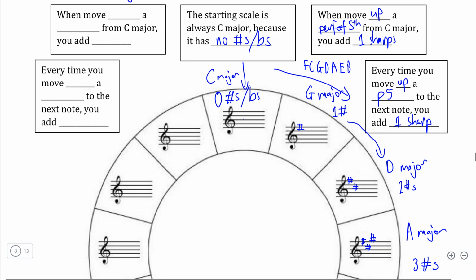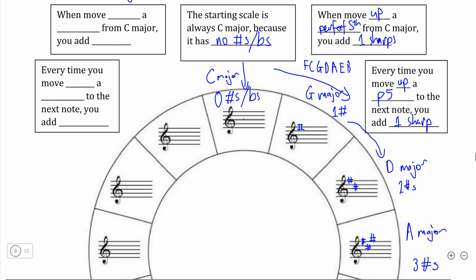So if we use the example of D major here, the first thing that we do is we find out how many times we need to count up a perfect fifth from C major in order to get from C to D. So if we do it once, C, D, E, F, G, there is our first perfect fifth we get from C to G, and then if we do this again, G, A, B, C, D, that's two perfect fifths that we need to count from C in order to get to D.